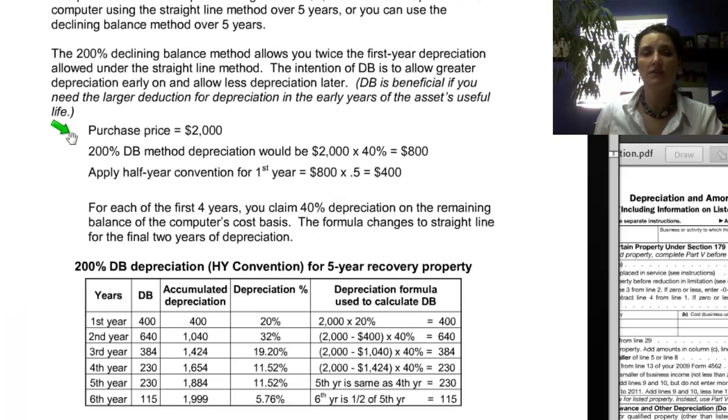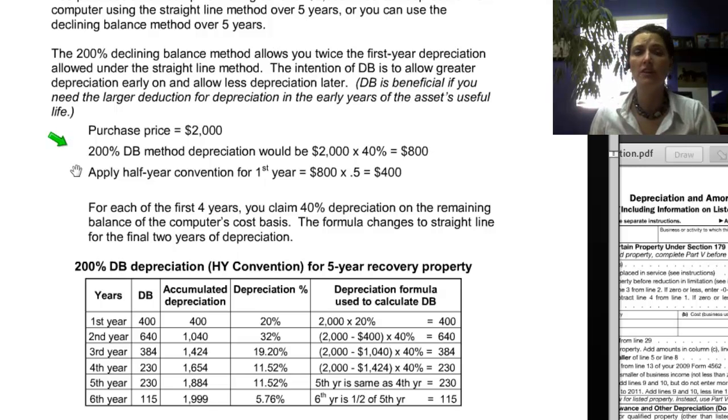We take the purchase price of $2,000 and we depreciate that using the declining balance method. Remember that on a 5-year asset, you're essentially allowed 20% a year. So under double declining balance, you would be allowed 40% in your first year. So you would take $2,000 times 40% and you would get $800 for the first year. But wait, don't forget about the half-year convention. Under the half-year convention, you only get half the first year's depreciation. So that takes that $800 down to $400. For each of the first 4 years, you claim 40% depreciation on the remaining balance of the computer's cost basis. Then the formula changes to straight line for the final 2 years of depreciation.